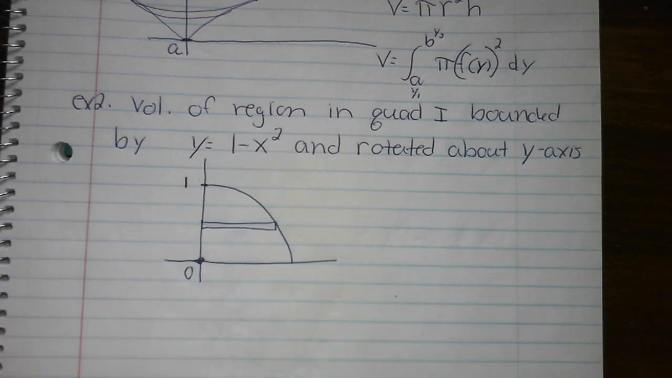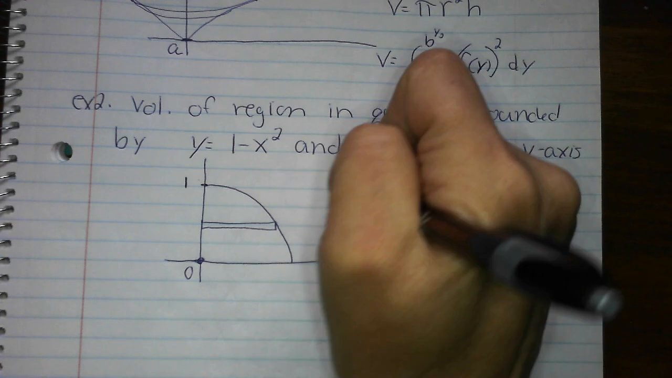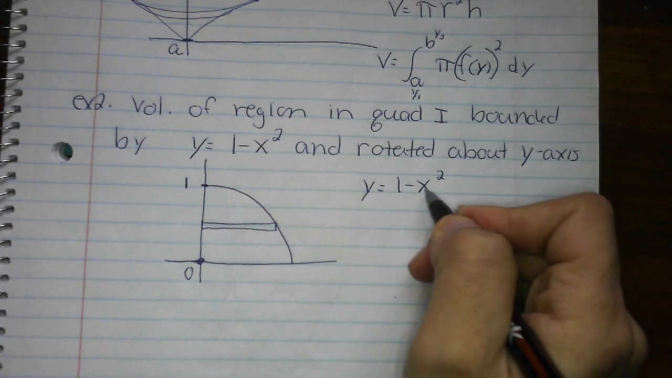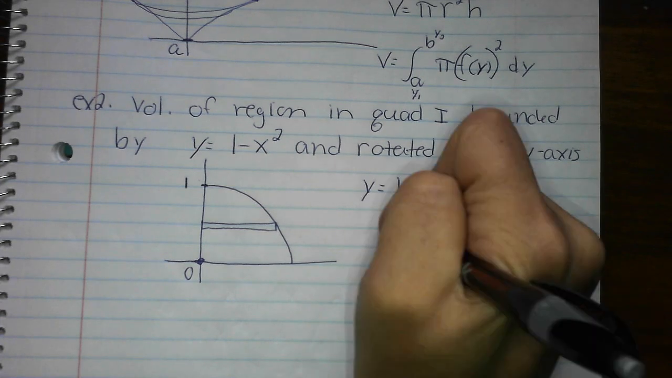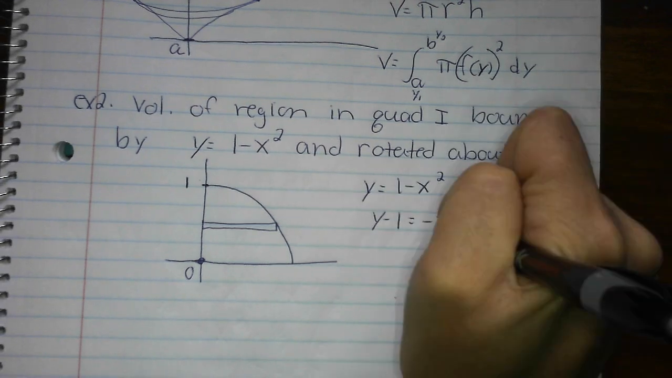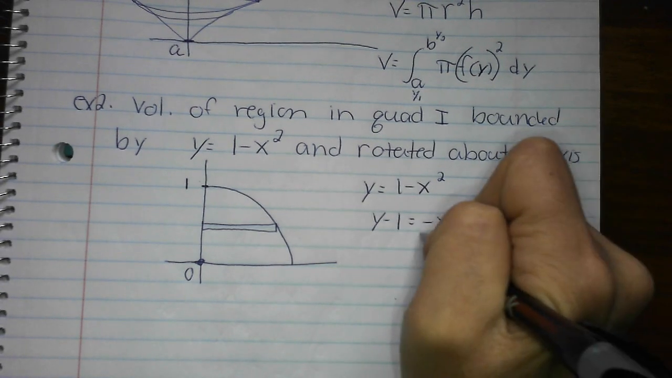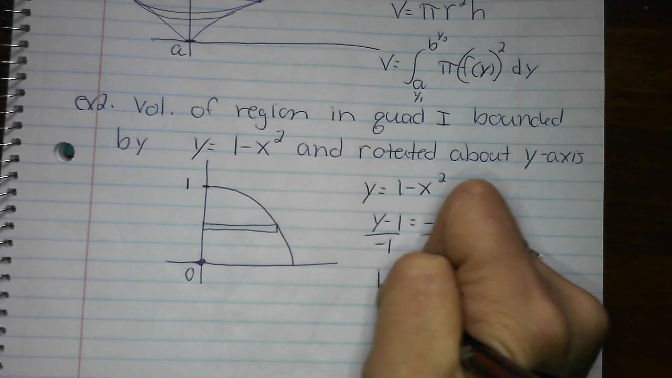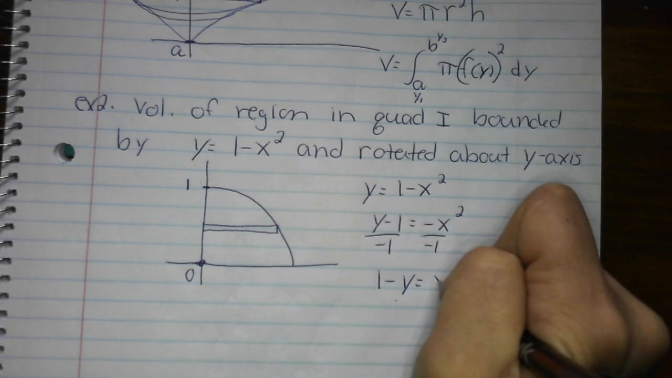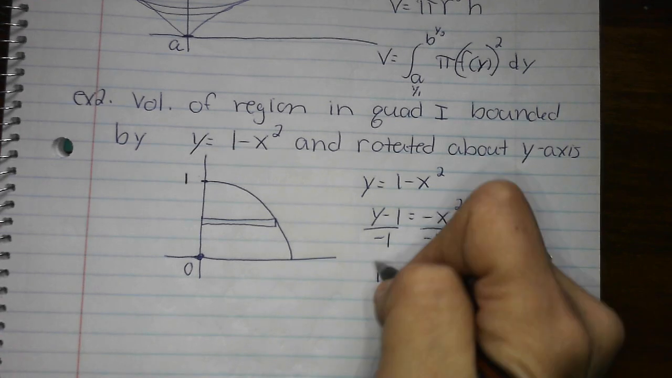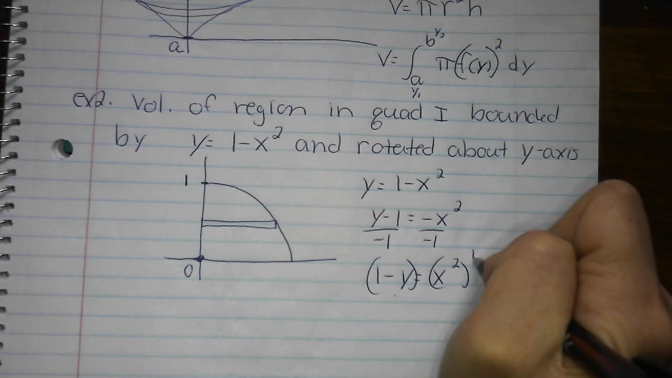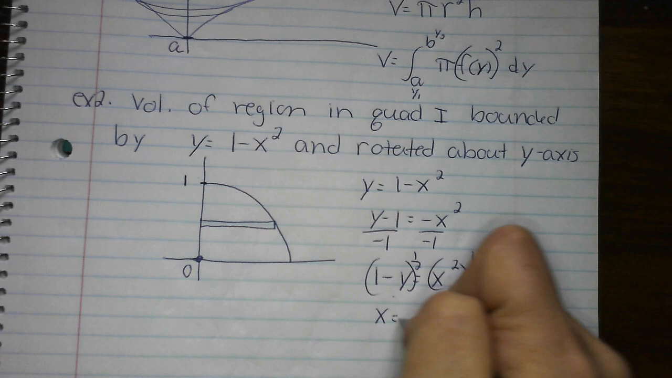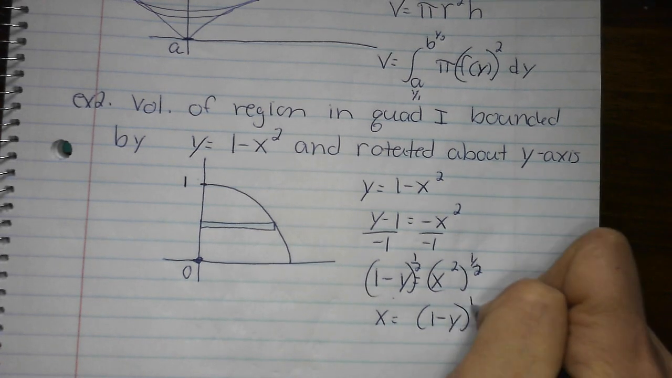So we're just going to do a little algebra and kick it around, and then we'll do our volume formula. So pull this over here. Solving it and getting it to x equals, I'm going to be subtracting 1. Equals negative x squared. And divide by negative 1. That will give me a positive 1 and a negative y. I'm just going to go 1 minus y. And then I'm going to raise to the 1/2 power. So I've got x equals 1 minus y to the 1/2 power.